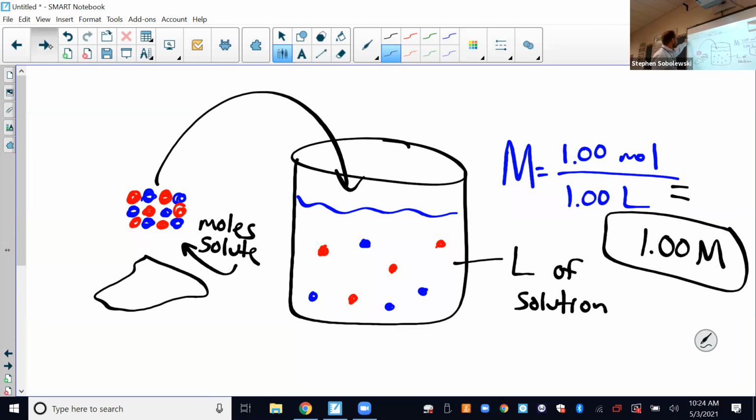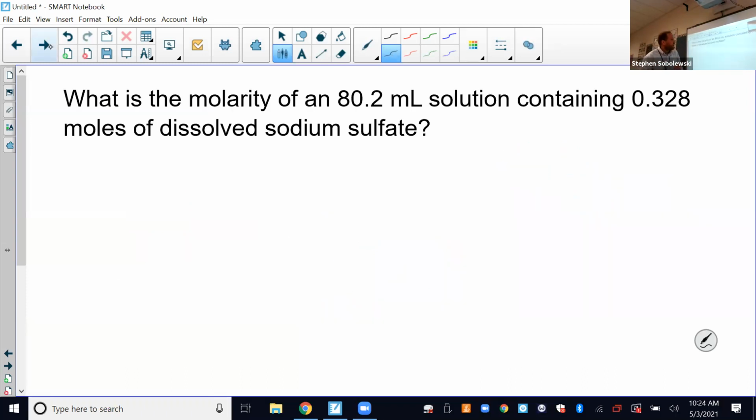So let's go through some examples. Using the molarity triangle, or the formula molarity equals moles over liters, we can work out some simple types of problems.